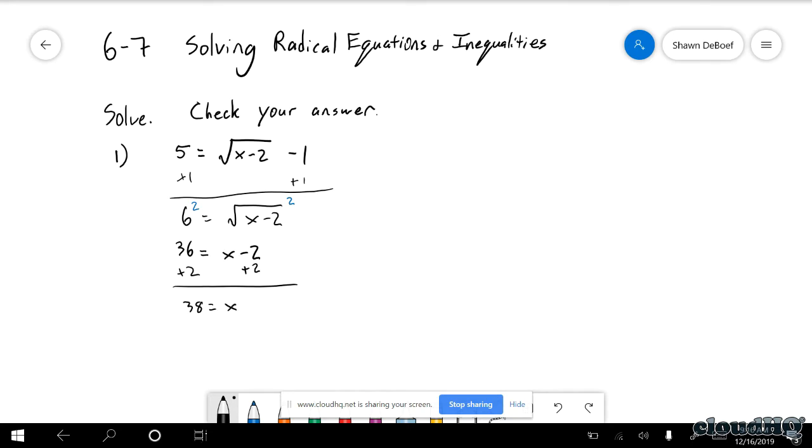So we have our answer that x equals 38, but we do need to check it. The reason we need to check is that we have a square root, and you don't have an all real number domain on square roots. We have a restricted domain. So we want to test it and make sure it actually works. We get square root of 36, which of course is 6, and 6 minus 1 does in fact equal 5, so that works.